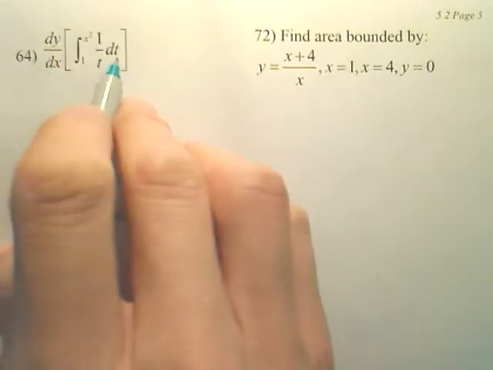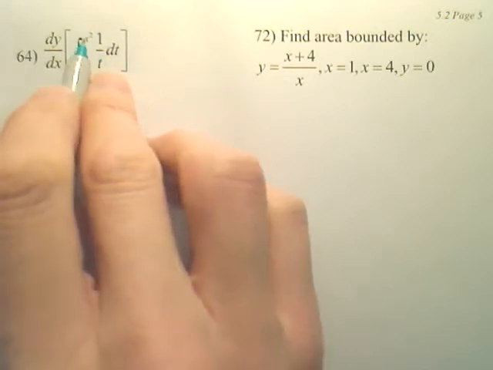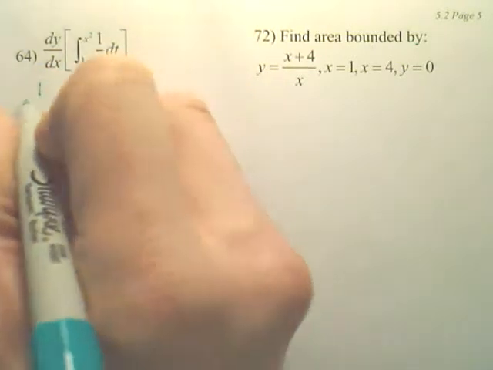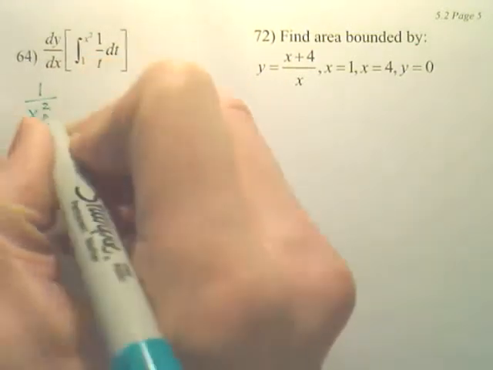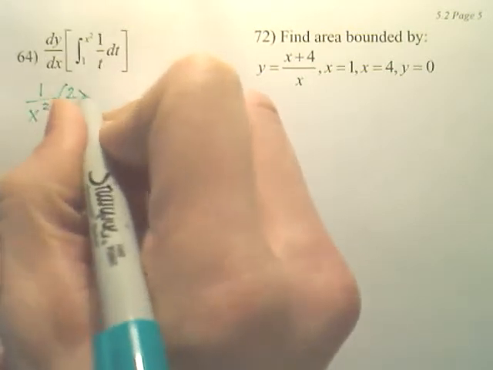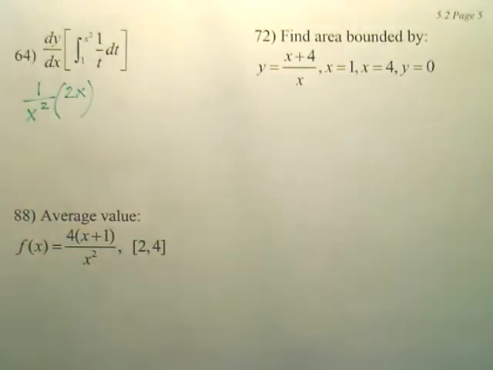This one, when you derive an integral, it's the second fundamental theorem of calculus, because these are t's and you're going to have an x squared here. So basically all you do is you take 1 over t and replace t with x squared, but then you've got to derive the x squared. Derivative of x squared is 2x. There's your answer. Now we simplify it.